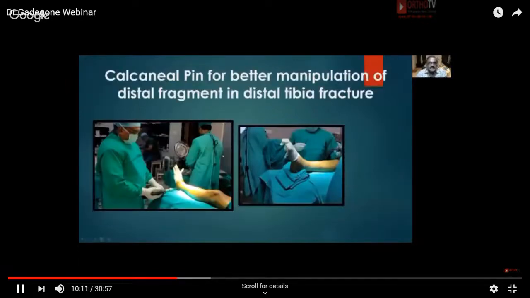Now after this, for a proximal tibial fracture, you have to put the upper tibial pin. For a distal tibial fracture, for better manipulation, the calcaneal pin is passed, so that it helps in the manipulation as well as in the reduction.